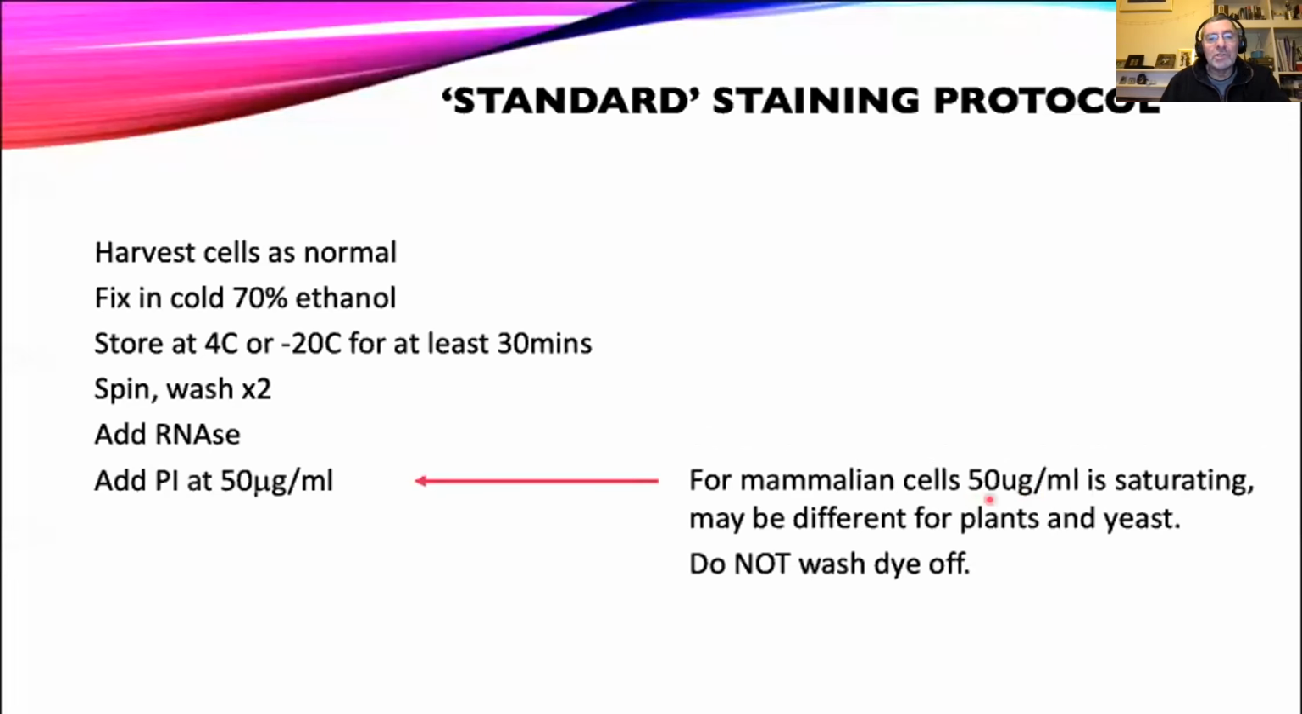And for mammalian cells, propidium iodide, 50 micrograms per mil is what I would normally recommend. But plants generally have a bigger genome size than mammalian cells, so you might need to go higher. If you're using yeast, which have a much smaller genome, we could go much lower. So it does depend on the type of cells that you're using.